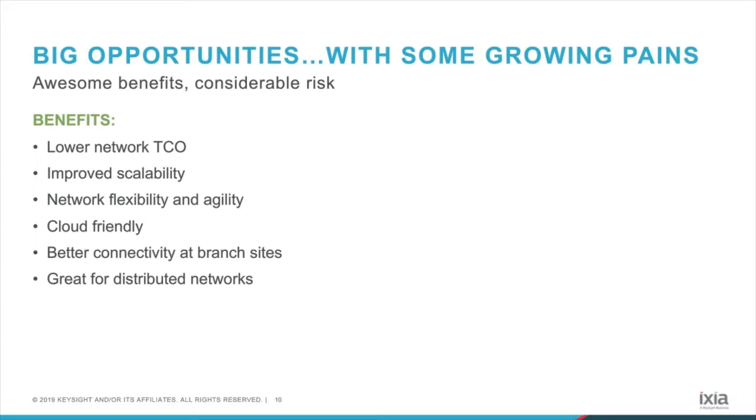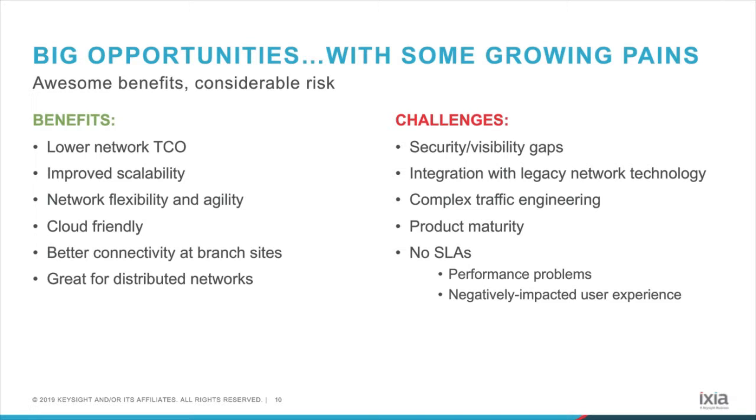While an enterprise can expect lower network TCO and improved scalability, agility, cloud compatibility, branch connectivity, and distributed network performance, issues with security gaps, integration with legacy technology, complex traffic engineering, and a lack of SLAs can be tough pills to swallow. That last bullet there is particularly noteworthy, as performance problems and negatively impacted user experiences can completely undermine the cost and agility benefits that make SD-WAN so desirable in the first place.